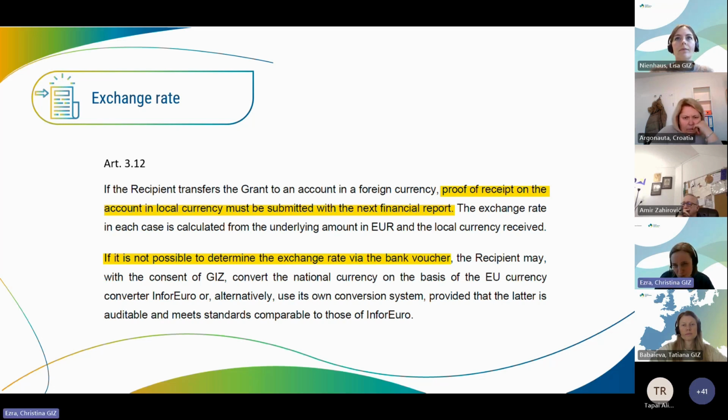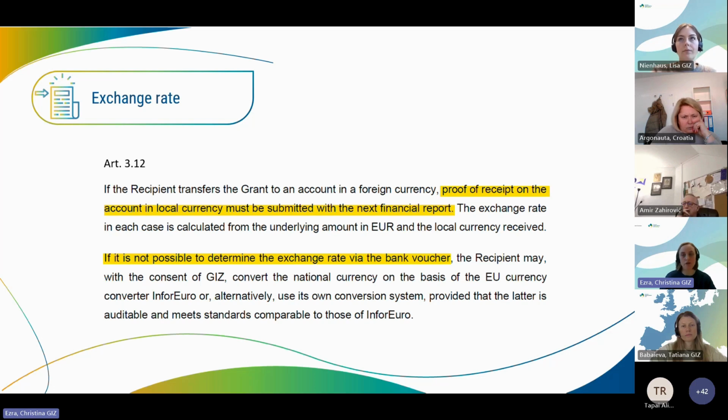So we actually get a lot of questions about the use of exchange rate with foreign currencies. So if you live in a country that has a different currency than euros, you have to use the exchange rate that is on your bank voucher on the day of the transfer of the funds. And only in exceptional cases and with the previous consent of GIZ, it is possible to use a converter into euro that you might know from other funding programs, instead of the rate on the bank transmission voucher.